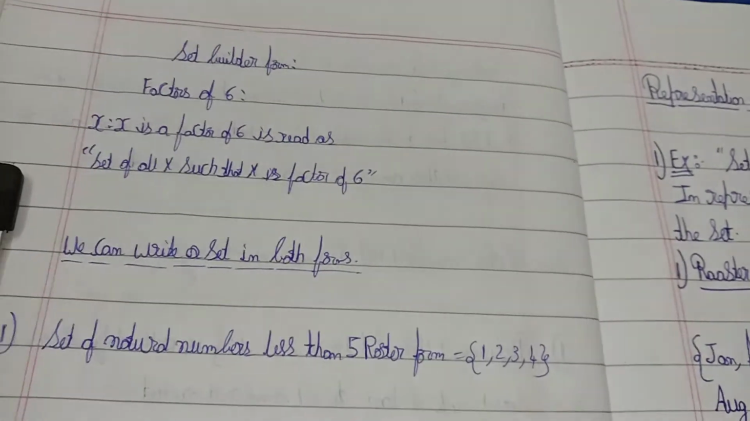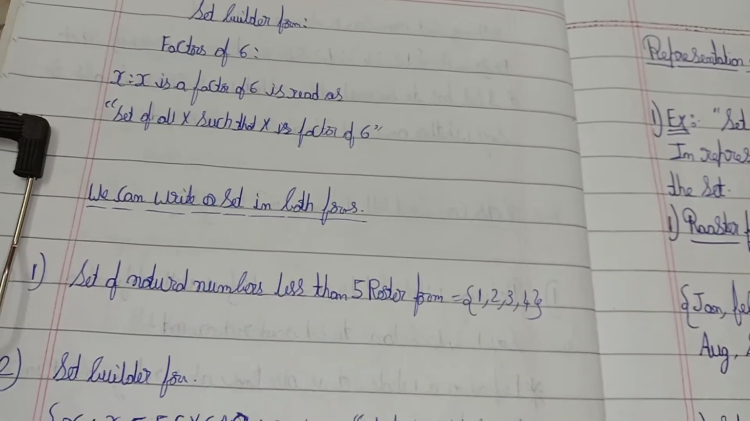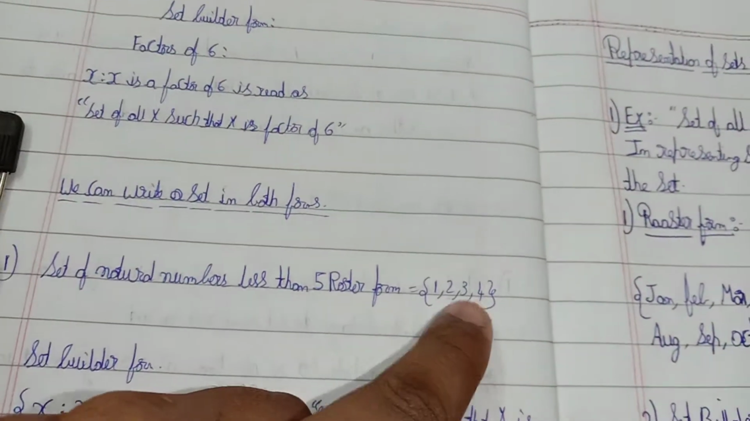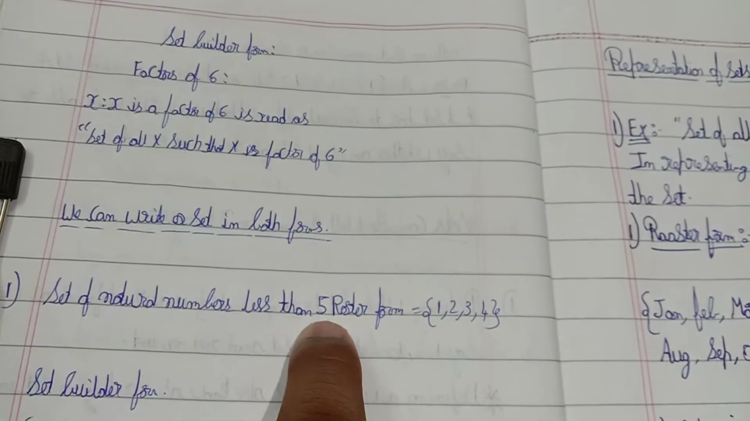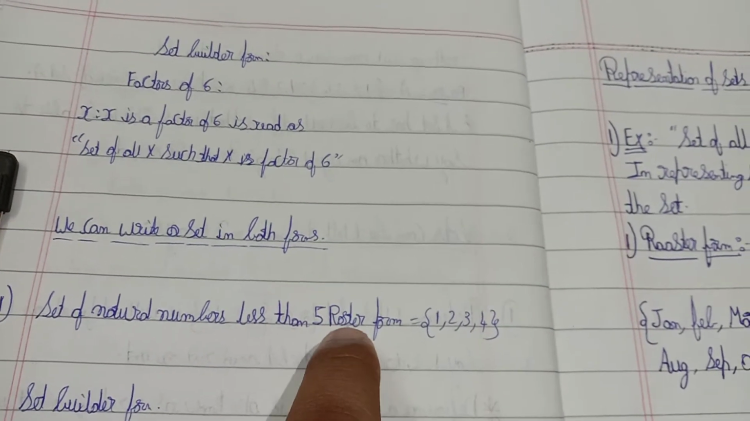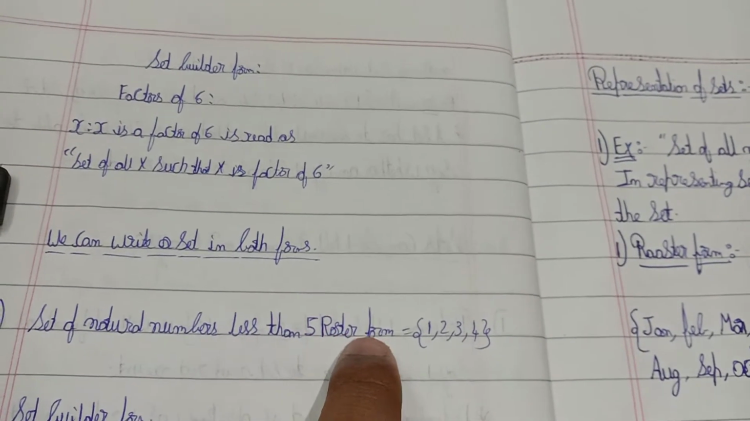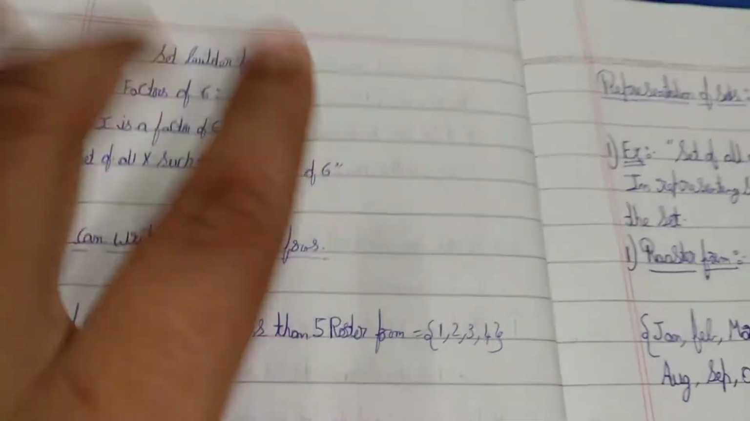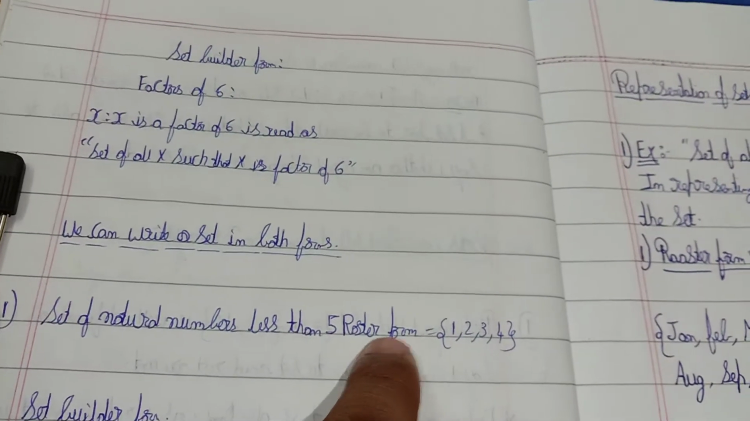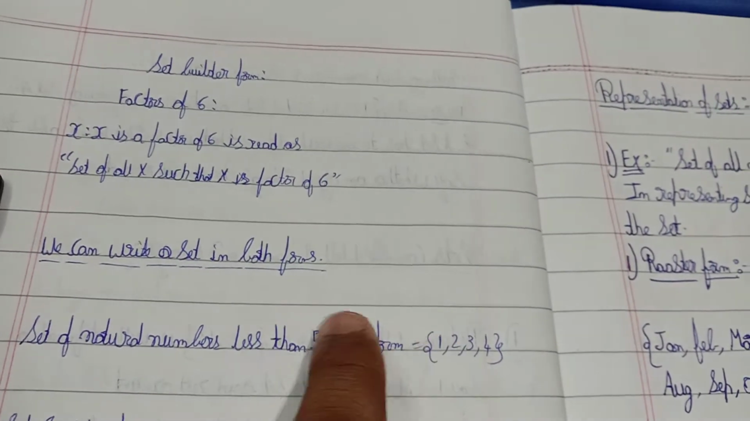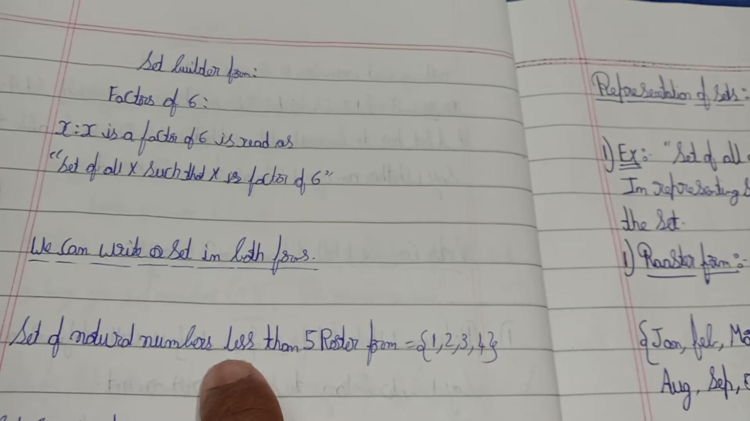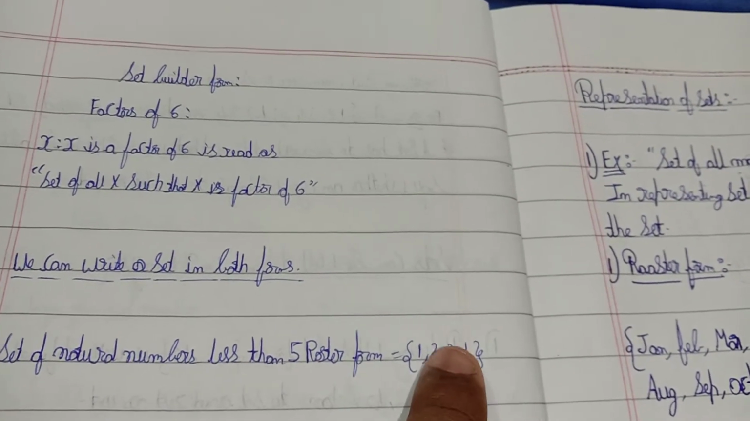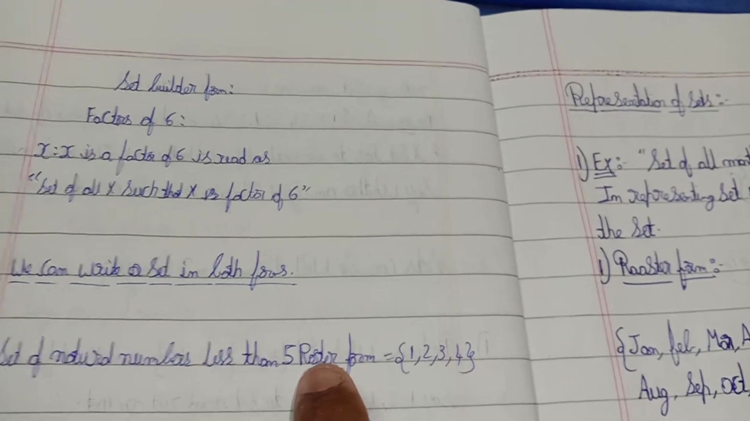We can write a set in both forms. I told you before, friends. Set of natural numbers less than 5 in roster form. The answer is {1, 2, 3, 4}, because natural numbers less than 5 means 0 will not be there, guys. 1, 2, 3, 4 is the answer and the bracket is important. In roster form, you should simply write the numbers that they gave. They gave the set of natural numbers less than 5. You should write 1, 2, 3, 4 because after that they are all greater than 5.